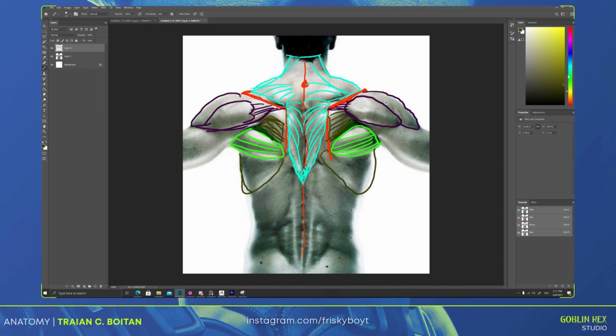The biggest, not in mass, but as a surface of covering, is the latissimus dorsi, which we can see here. His insertion is here, and it goes over everything, covering all the back.